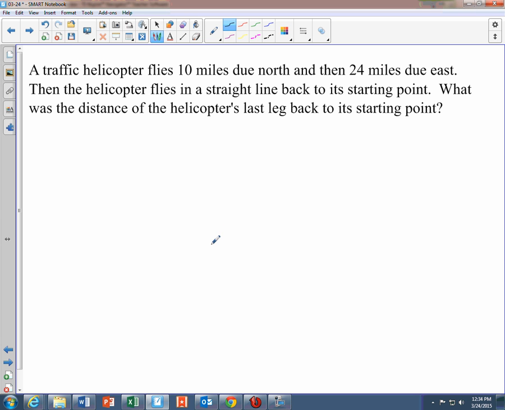So I've got a helicopter. I don't know if I can draw a helicopter very well. See, they have little legs on them, and a tail with propellers on them, and a little propeller up top. All right, so there's my helicopter. Beautiful. First thing it says is that my helicopter flies 10 miles north. So north is usually indicated by up, so I'm going to go up 10 miles.